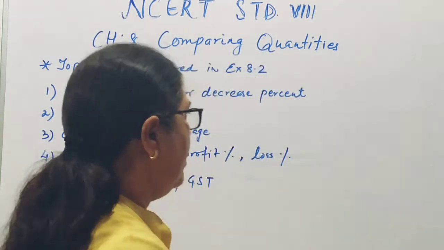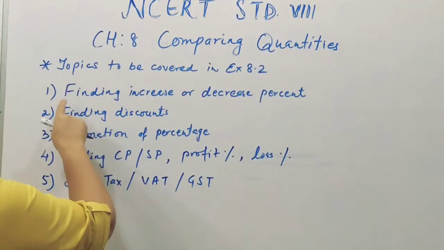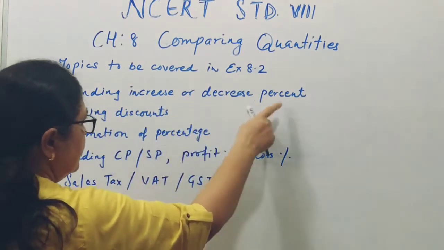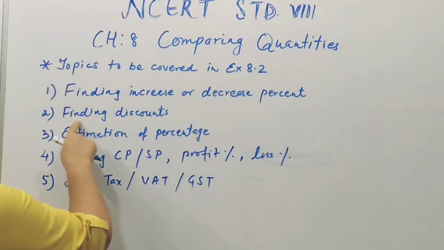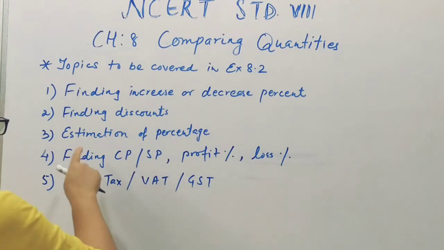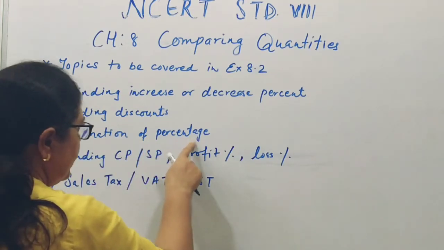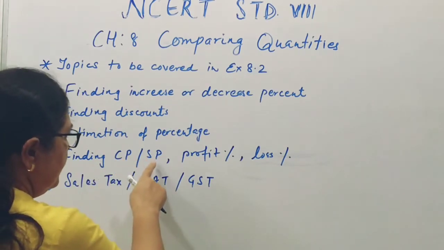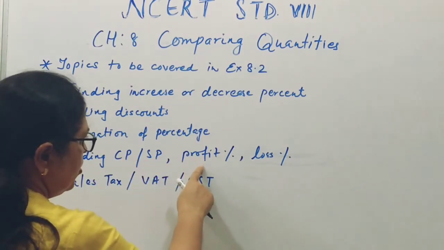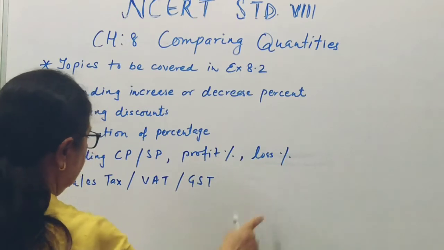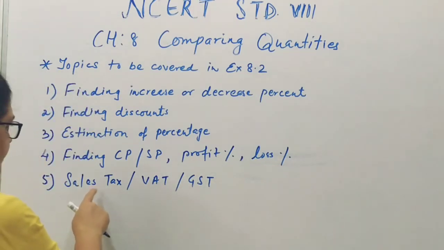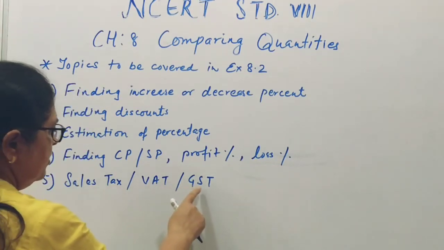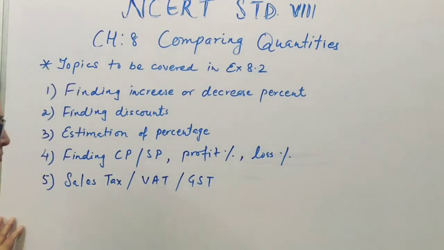The topics are: number 1, finding increase or decrease percent. Number 2, finding discounts. Number 3, estimation of percentage. Number 4, finding cost price, selling price, profit percent, loss percent. Number 5, sales tax, VAT and GST.